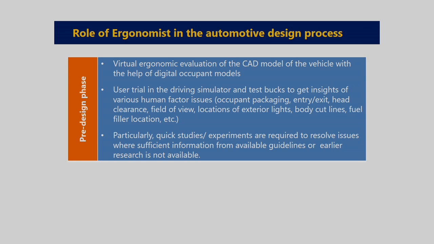Another activity is user trial in the driving simulator and test box to get insights of various human factor issues like occupant packaging, entry exit, head clearance, field of view, visual obscuration, location of exterior lights, body cut lines, fuel filler location, etc. These various ergonomics aspects which need to be considered are also tested through user trials in the test box. This type of testing, or quick studies or experiments, is important to resolve issues where sufficient information from available guidelines or earlier research is not available.